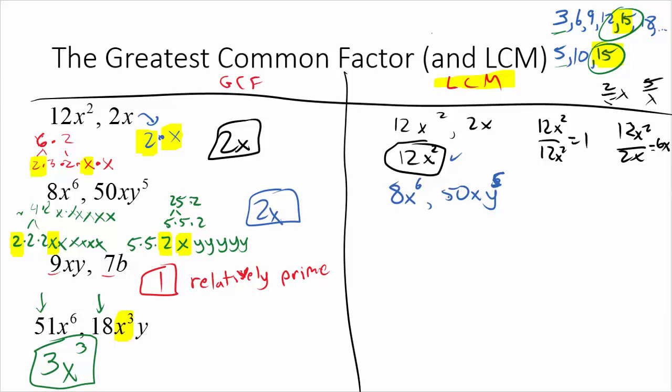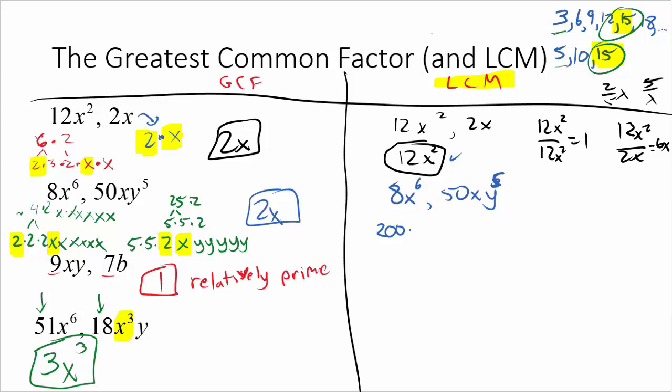And to find these, again, the smallest number that these both evenly go into is going to be 200. So 200, 8 goes into 200, and 50 goes into 200 as well.